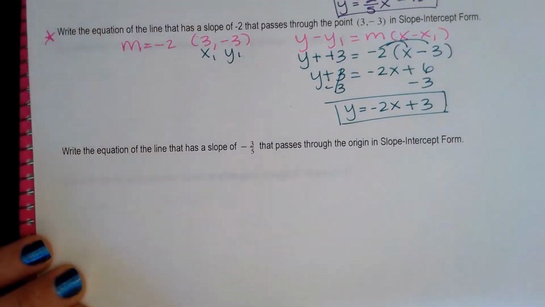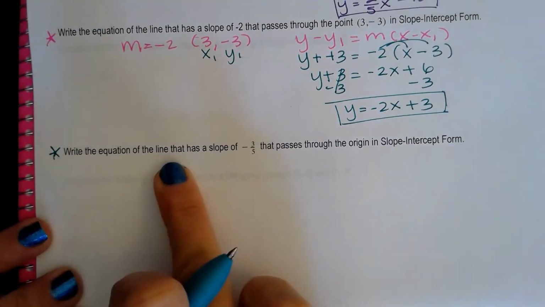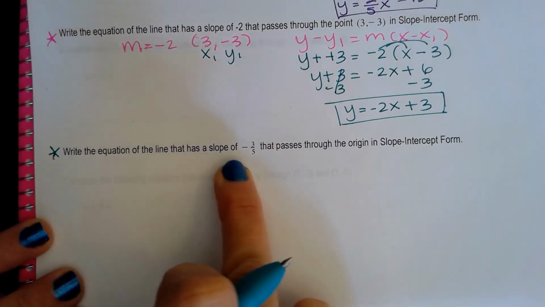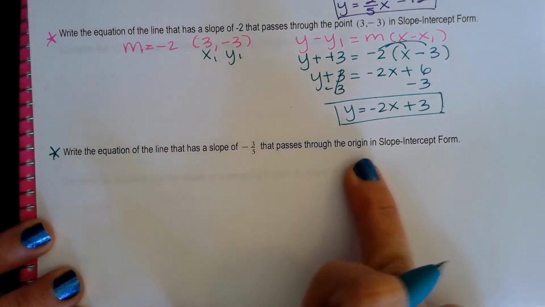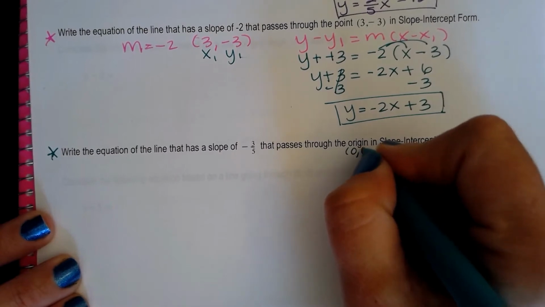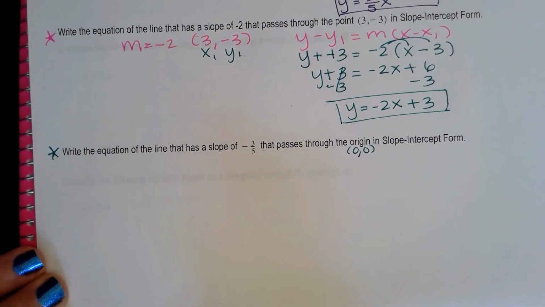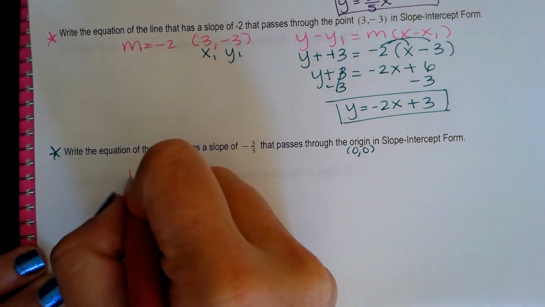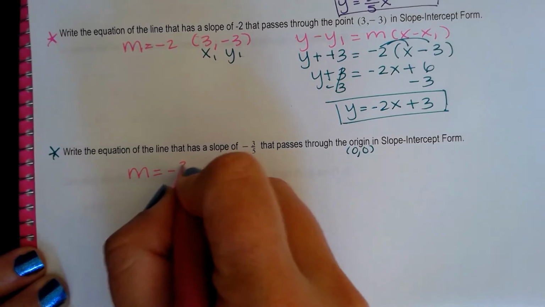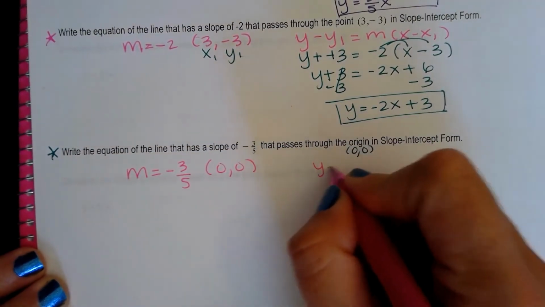Okay. You guys are going to try this one as well. And just to help you guys out, write the equation of the line that has a slope of -3/5 and that passes through the origin in slope-intercept form. Just to remind you, the origin is located at 0, 0. Go ahead. Okay. So my slope is -3/5. My ordered pair is 0, 0.